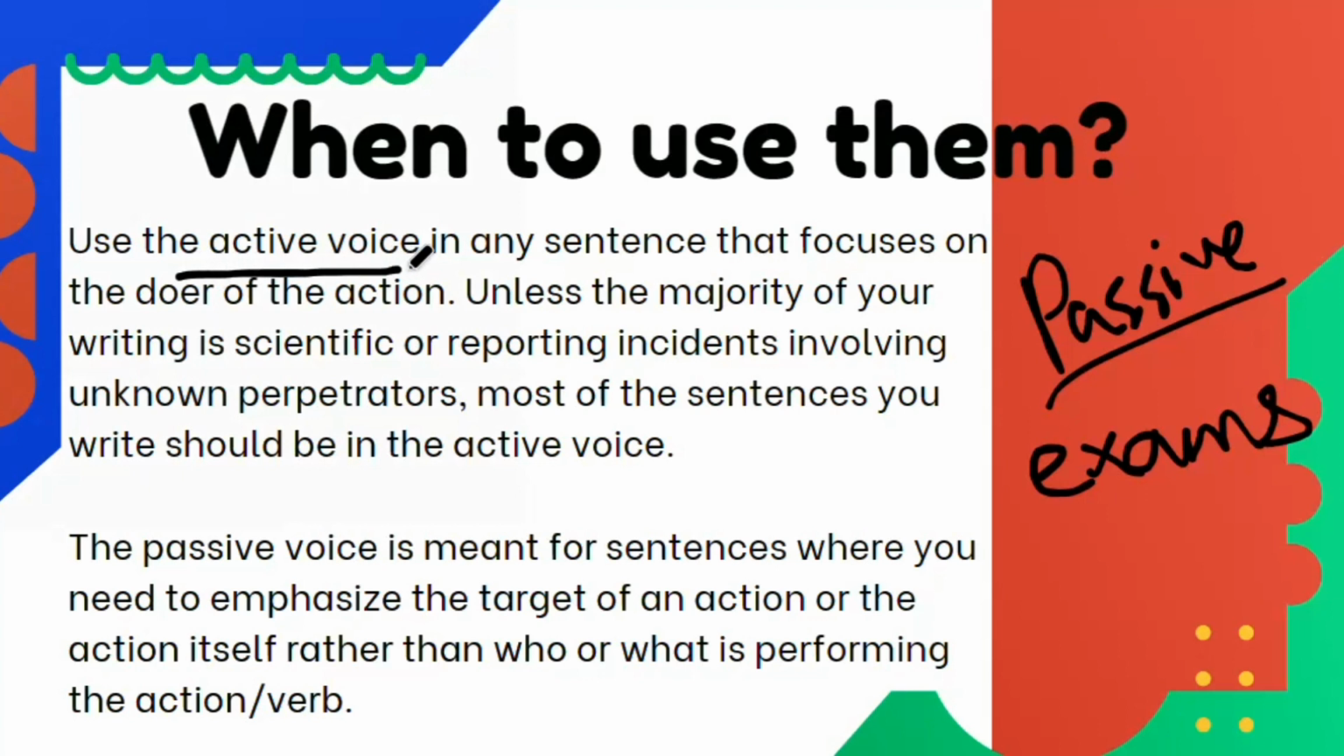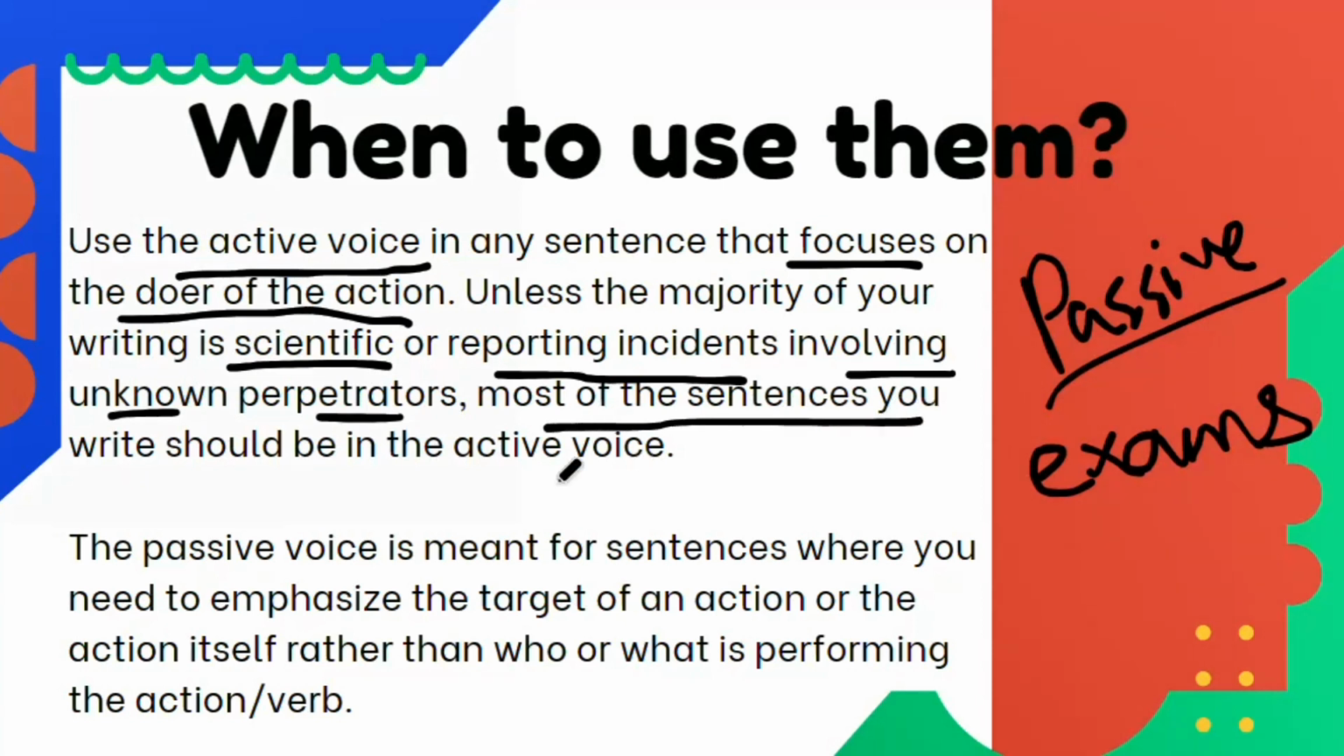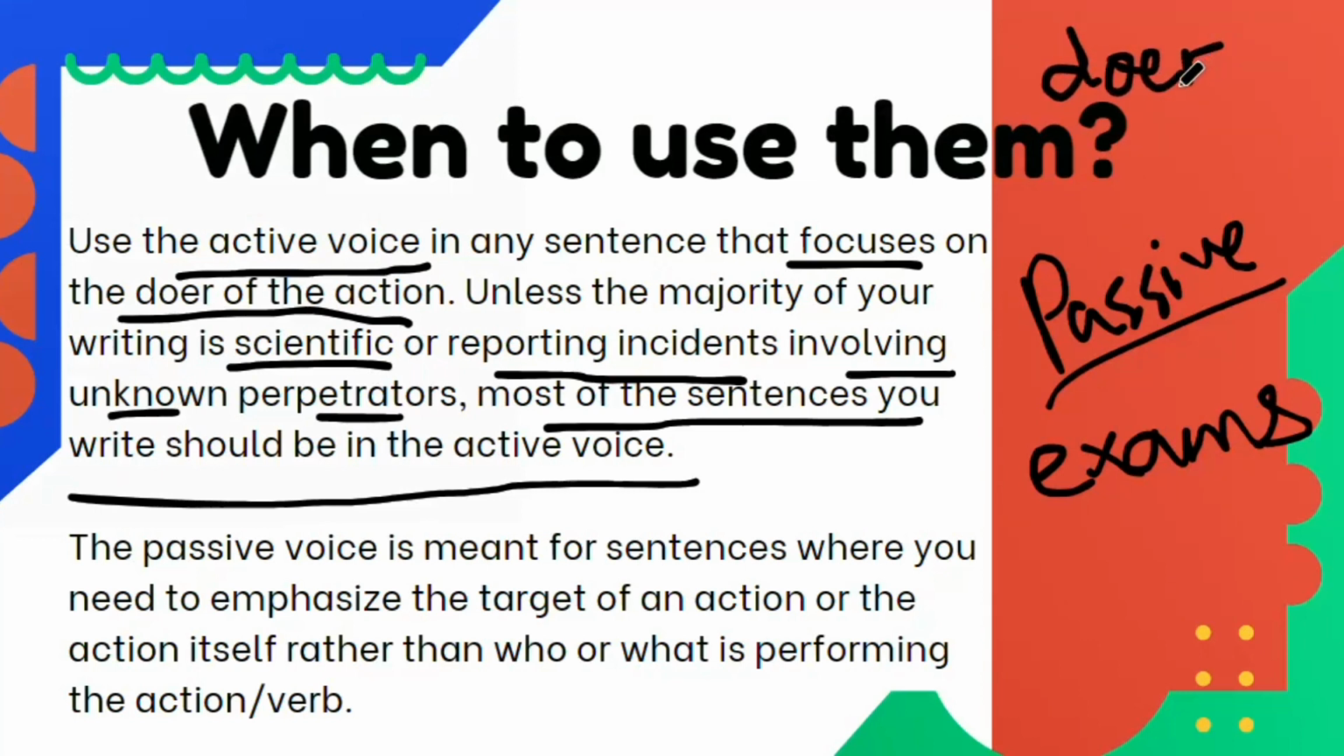Use the active voice in any sentence that focuses on the doer of the action. Unless the majority of your writing is scientific or reporting incidents involving unknown perpetrators, most of the sentences you write should be in the active voice. In simple words, if you are writing a scientific report or you are reporting some incidents in which the doer of the action is either not mentioned or is obvious, you can use the passive voice.